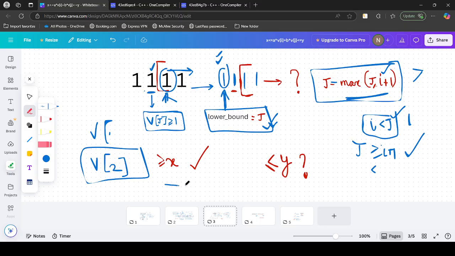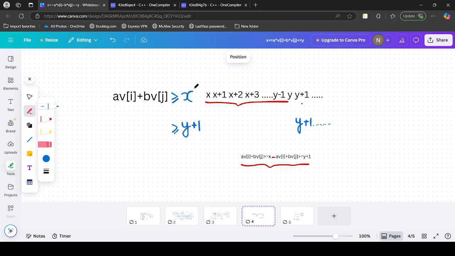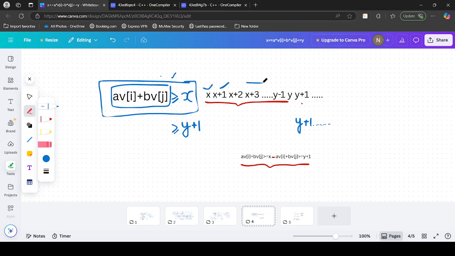For now, we solve the first part, greater than or equal to x. But how to solve the second part, which is less than or equal to y? So for a into vi plus b into vj greater than or equal to x, what are the possible values of these? It should be greater than or equal to x. So x, x plus 1, x plus 2, and so on. y minus 1, y plus 1, and so on.